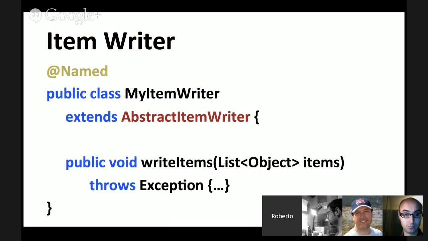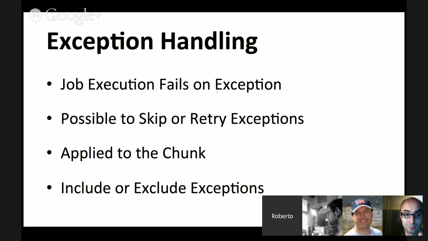Now, finally, an item writer. Since we are writing, as I told you before, we were writing the item count of the chunk, so we actually receive a list of objects here to write in this method. And the same as the item reader, we can just extend the abstract item writer class, which has the implementation of the item writer interface. So you can just use it if you don't want to implement all the methods there. And this ends the chunk stuff.